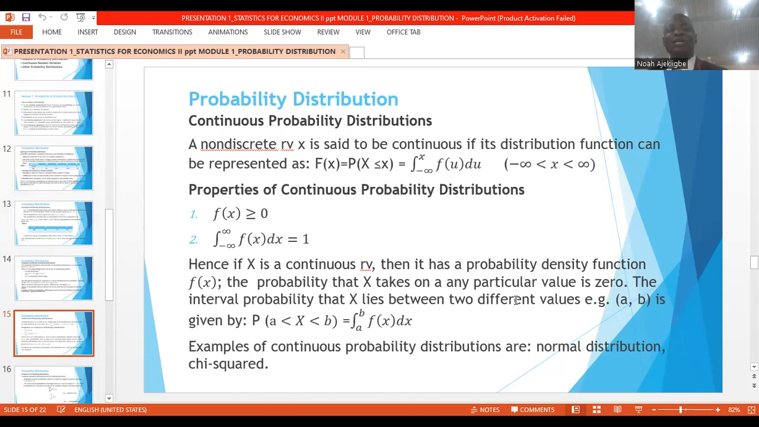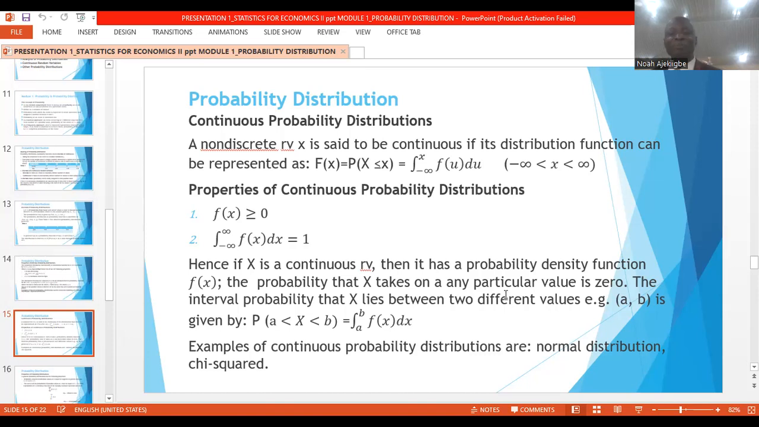So to get the probability of a continuous random variable, we integrate. You will understand this by the time we do the practice questions. Hence, if x is a random variable, then it has a probability density function f of x. The probability that x takes on a particular value is 0. X cannot assume a specific value, but a range of values.